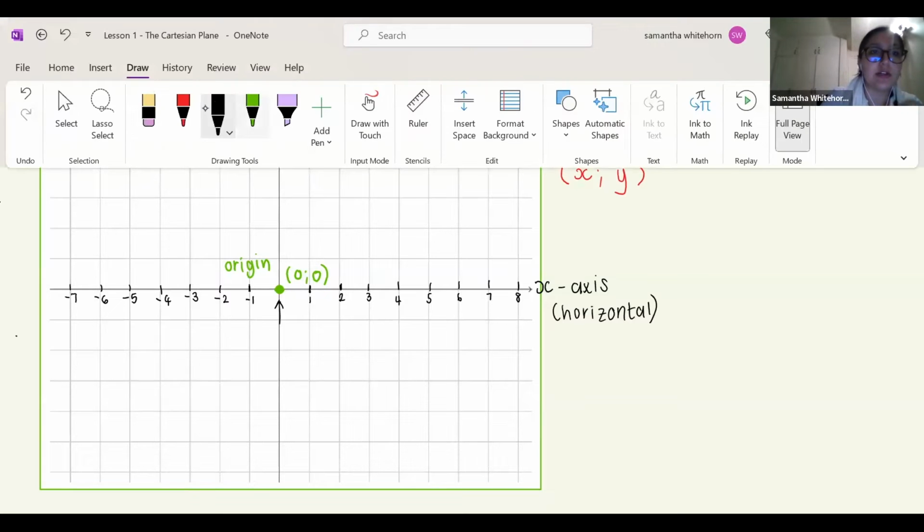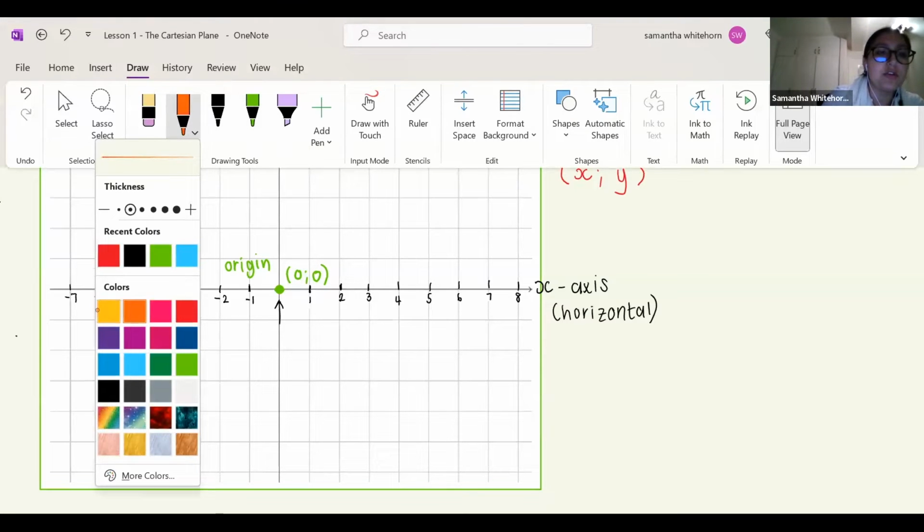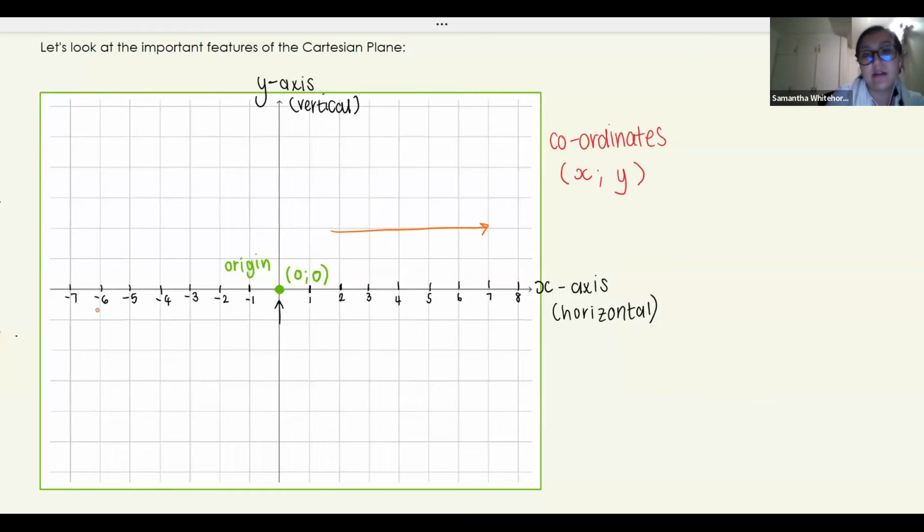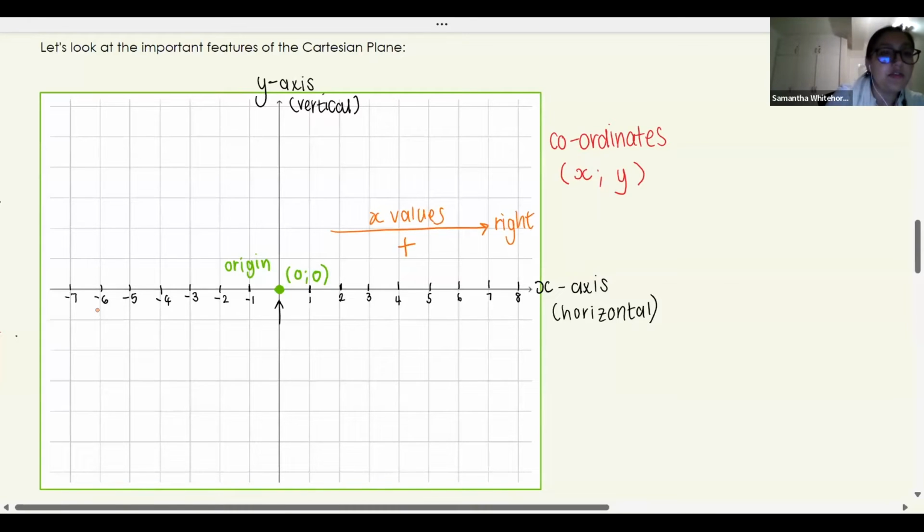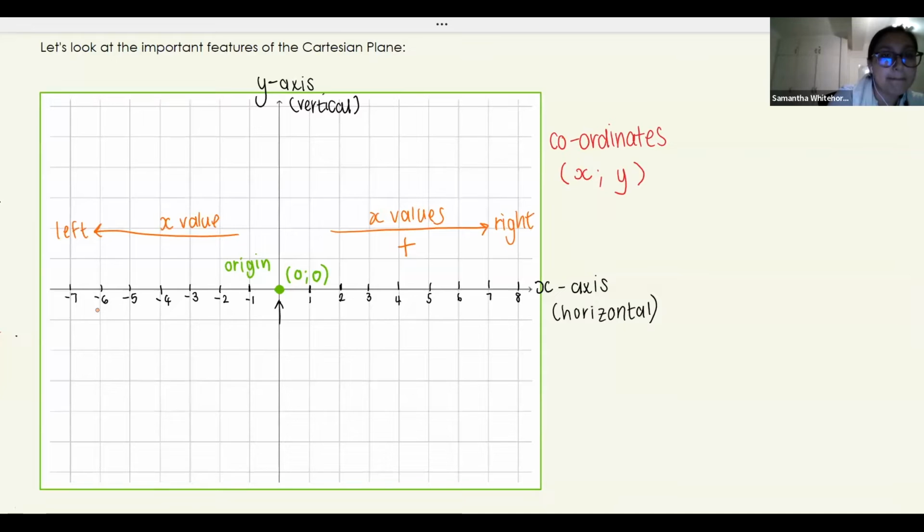Right, so just to remind you, if you go to the right, your x values are positive. If you move to the left, your x values are negative. Right, so from the origin, if you go right, all your x's are positive. If you go left, all your x's are negative.